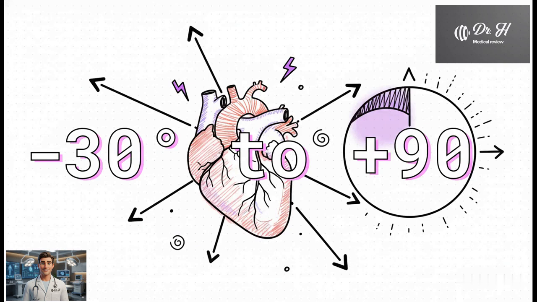Those 2 create our main grid. And here it is, the magic range. A normal cardiac axis falls somewhere between negative 30 degrees and positive 90 degrees. If the axis is in that window, we're usually in good shape. But if it falls outside of that, well, that's a red flag, a clue that something else might be going on. And that's exactly what we're hunting for.